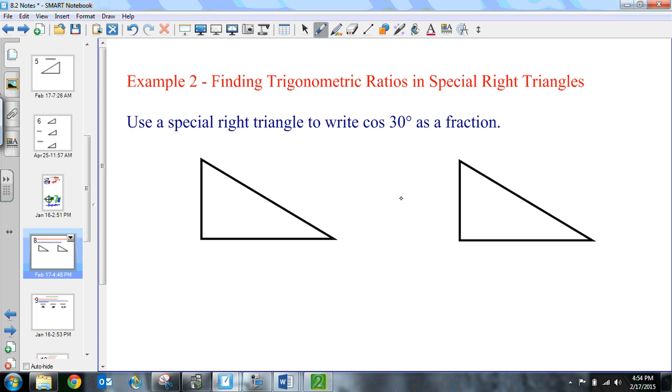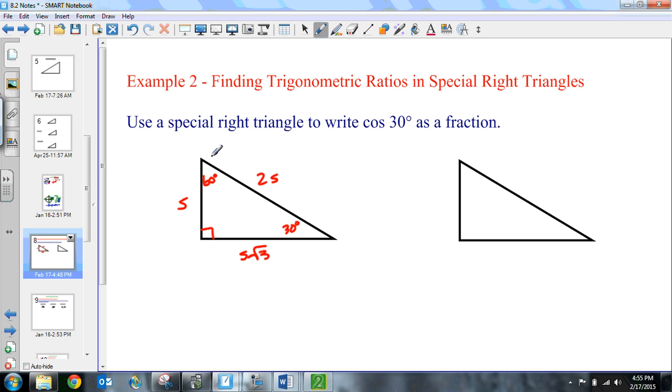It tells me to use a special right triangle to write cosine of 30 degrees as a fraction. So let's check and see here. Now I'm going to draw my picture for the special right triangle. I'm going to call this 60 degrees. I'm going to call this 30 degrees. The side that's opposite of 30 degrees is always called S. The hypotenuse is 2 times S, and then the third side is always S times the square root of 3.